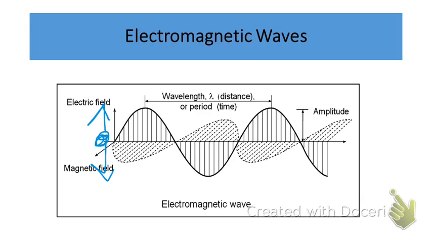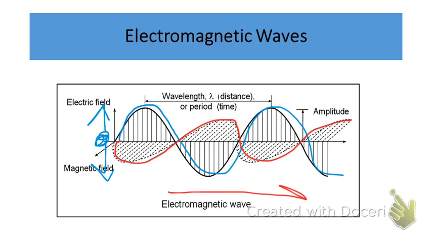So it's going to create an electrical wave and a magnetic wave that are perpendicular to each other, but they're propagating in the same direction. Both waves have a wavelength, and that wavelength is exactly identical. They both have the same frequency, the same amplitude, and the same speed, which is the speed of light.